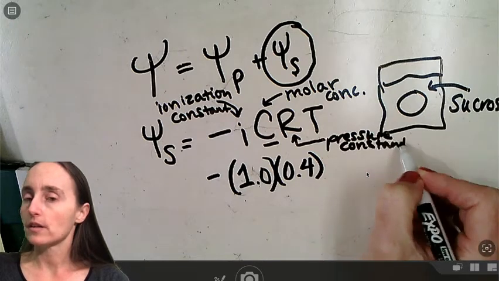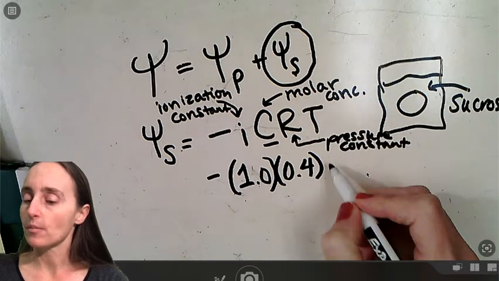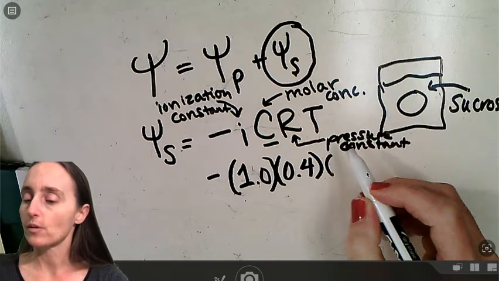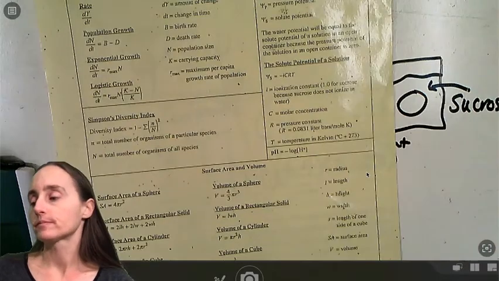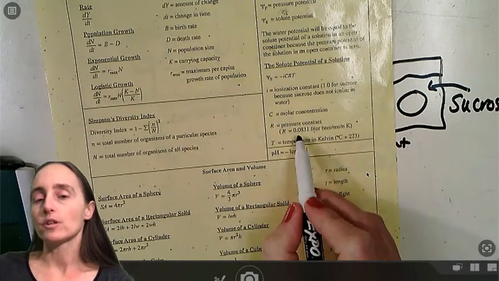And it has an actual constant, like it has a number, a value. So that's 0.0831 liter bars per mole Kelvin. How did I know that? Because it's written on the sheet right there.